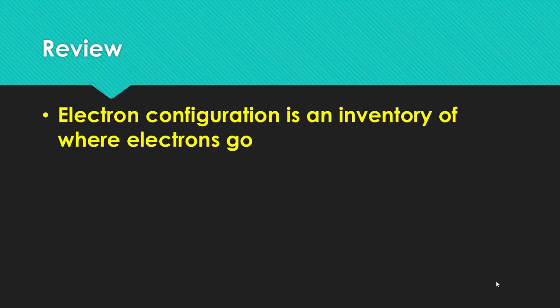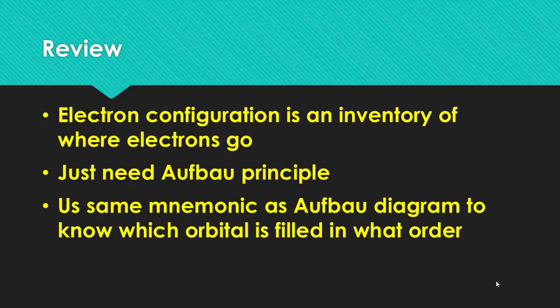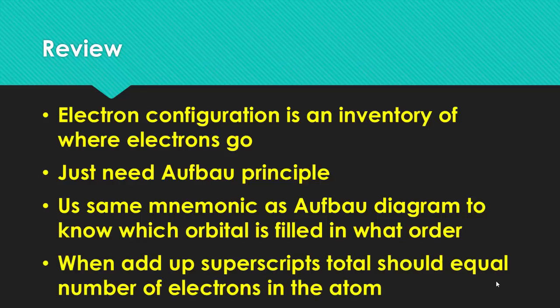So to review electron configuration, the electron configuration is an inventory of where the electrons go. You only need the Aufbau principle to get the ground state, and if you break the Aufbau principle, you're in the excited state. You're going to use the same mnemonic to know which orbital is filled in what order. And remember, when you add up the superscripts, the total should equal the number of electrons in the atom.